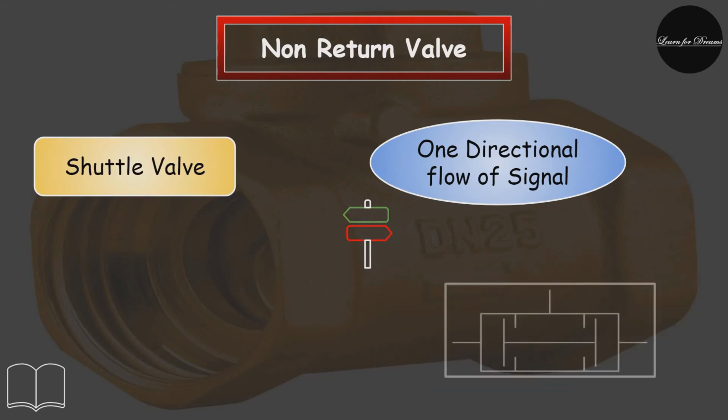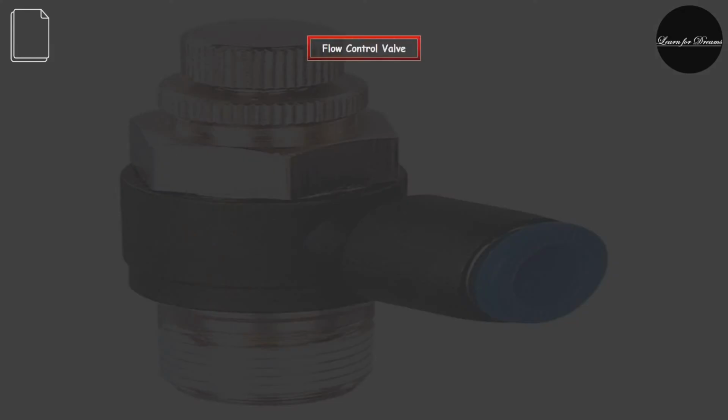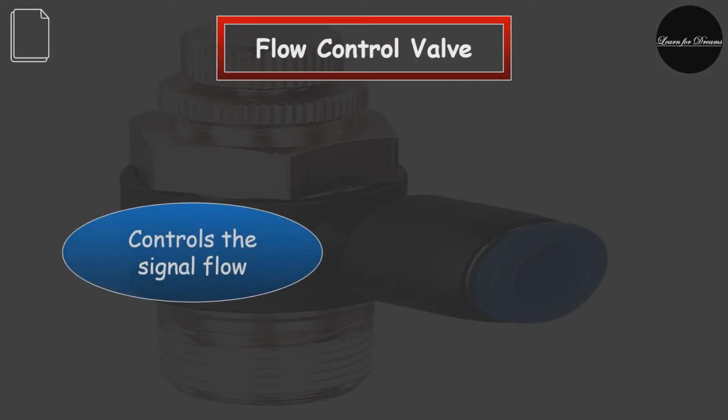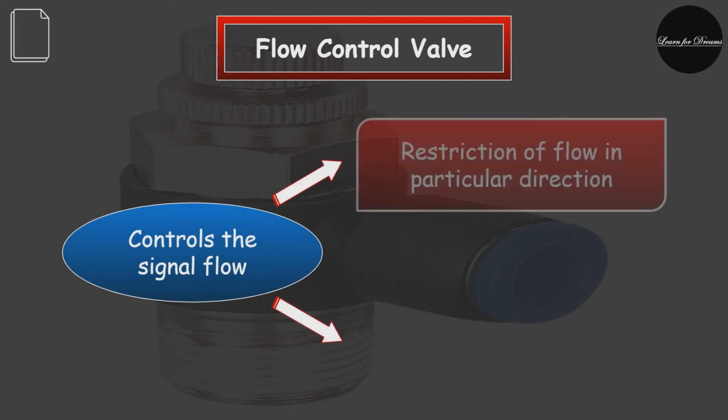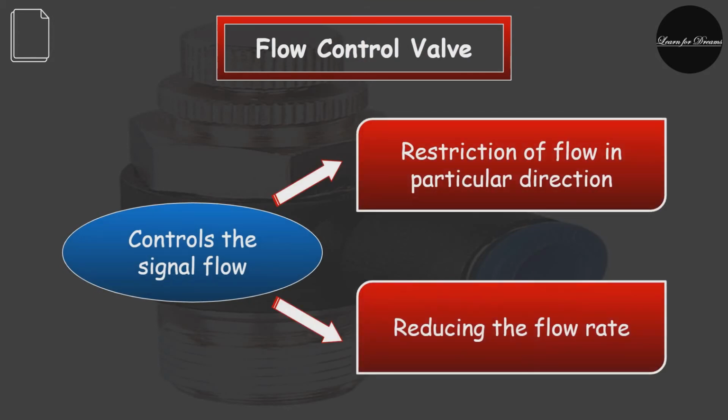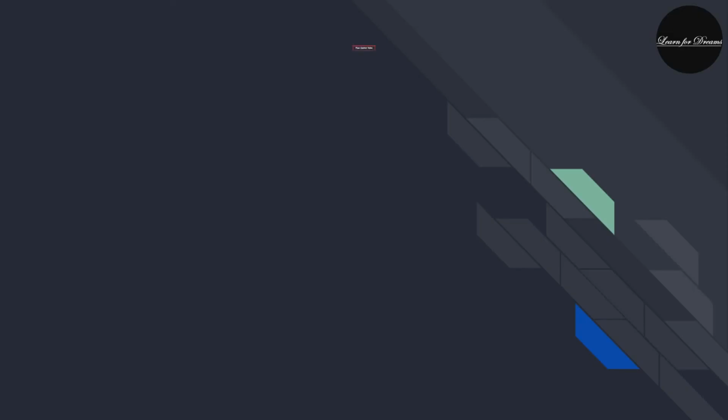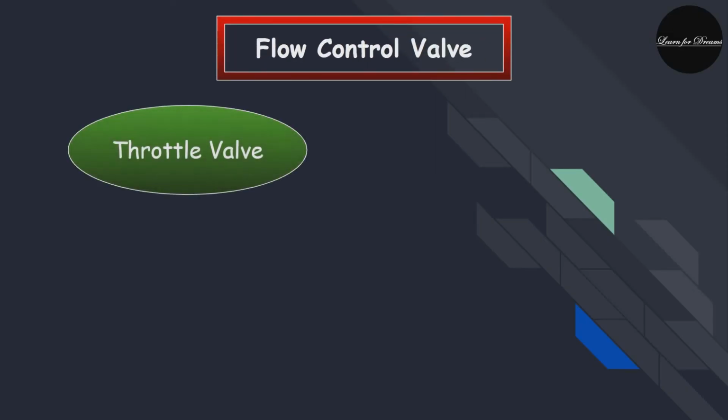Now let's see what are flow control valves. The flow control valve restricts the air in a particular direction to reduce the flow rate of the air and hence control the signal flow. Ideally, it should be possible to indefinitely vary the restrictor from fully open to completely closed. The flow control valve should be fitted as close to the working element as possible.